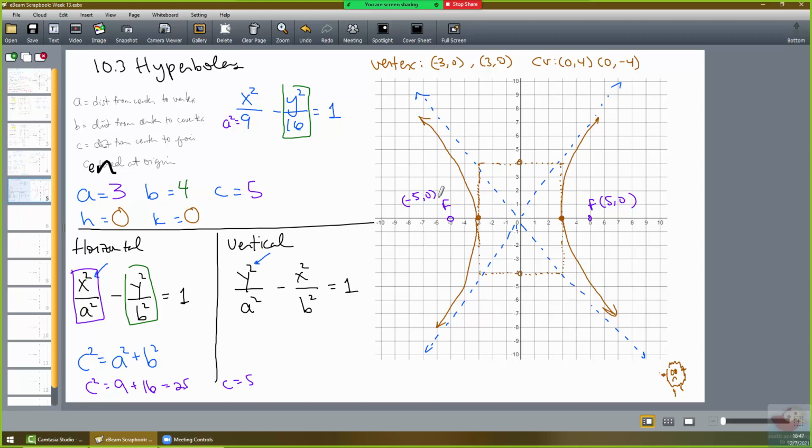The last thing is the equation of these asymptotes. To be honest, this one's not terrible. And the reason it's not terrible is because notice our asymptotes go through the origin. Because they go through the origin, they'll both have the format y equals mx. The plus b would be 0, technically.